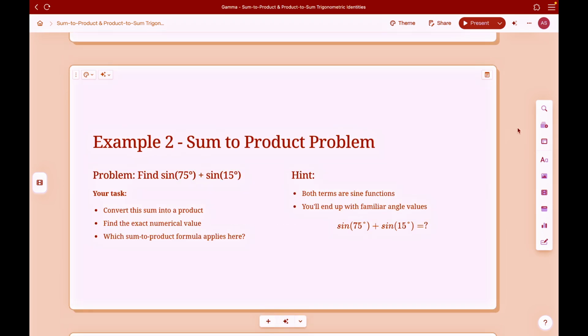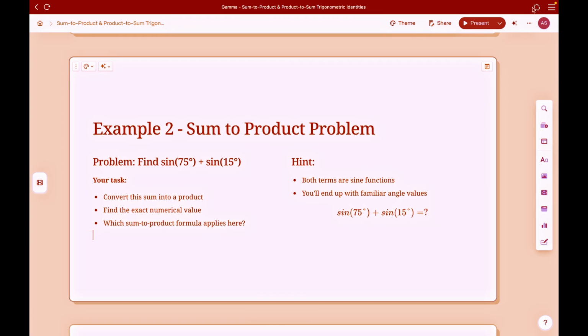Our second example is a sum to product problem, and our problem is to find sine of 75 degrees plus sine of 15 degrees. Our task is to convert this sum into a product and find the exact numerical value, and which sum to product formula would we apply over here. The hint is both terms are sine functions, and you'll end up with familiar angle values. Now, I just want you to take note of the second point. This just says that we won't be rounding, and we will take the exact form right as it's written.